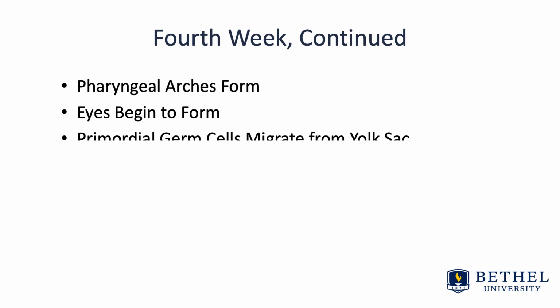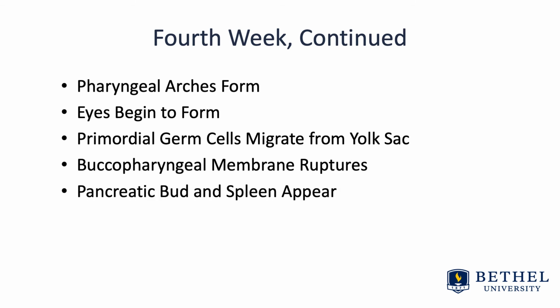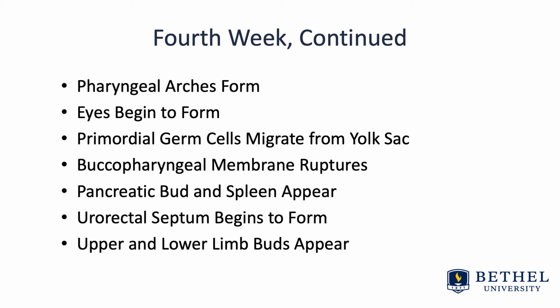Germ cells are migrating from the yolk sac. The buccopharyngeal membrane ruptures, which will become your mouth. Pancreatic bud and spleen. The urorectal septum begins to form, and that's what separates your urethra from the rectum. And then you start to see some upper and lower limb buds appearing.